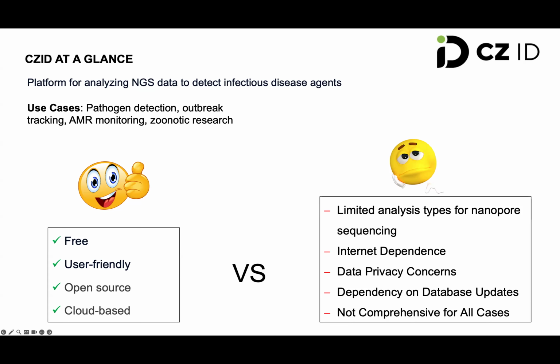So then, talking about the limitations of the Zuckerberg platform, there are only limited analysis types for nanopore sequencing. There are 4 different types for Illumina sequencing, but only 2 types for nanopore sequencing, which is very limited in this case. Then you've got the internet dependence, which is the same as the EPI2ME platform. So you need internet access to do your analyzing.